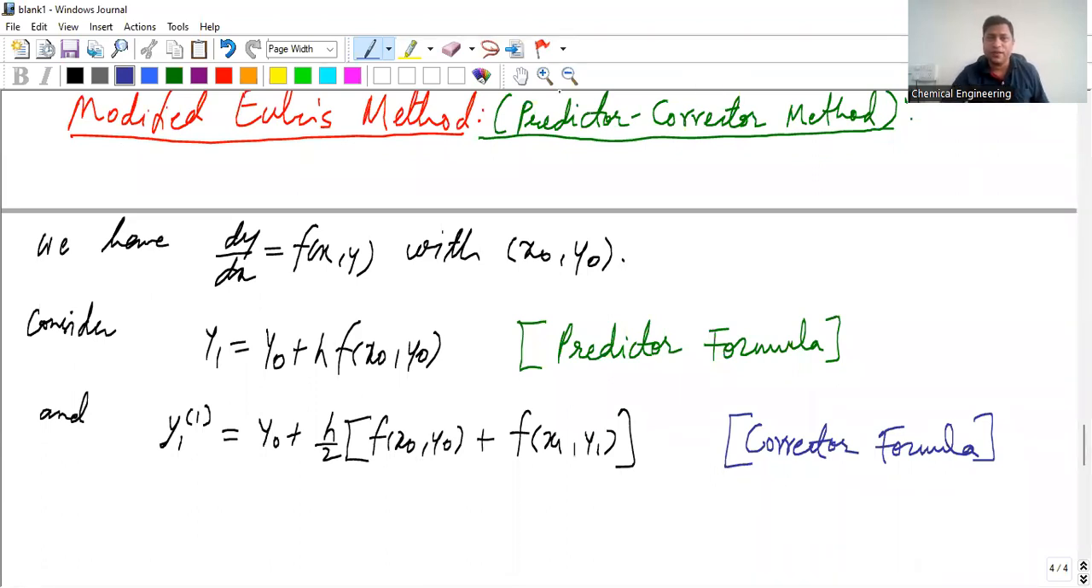Do you have any doubt in this now? Sir, in this, how many steps we are going to take? Two steps. We are going to use two steps in the modified Euler method, because it will not allow you to move to the next step till you correct the value. Till you get the most accurate value, only then it will allow you to move to the next step.